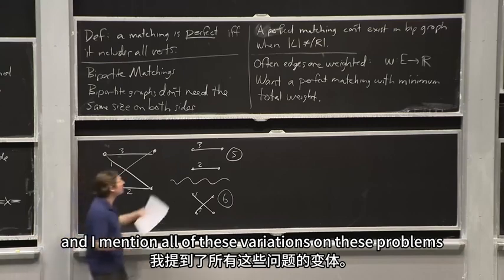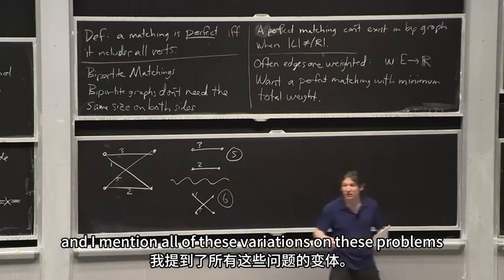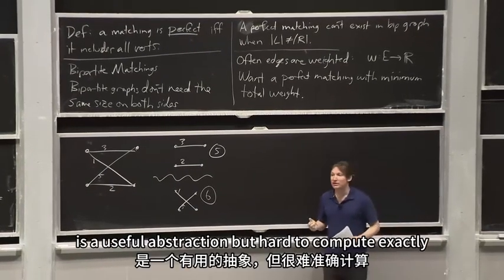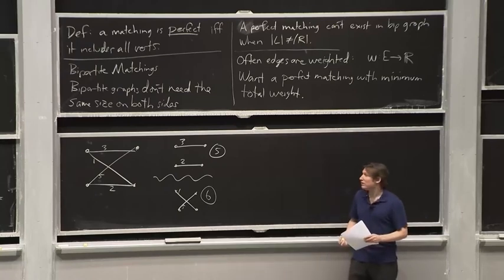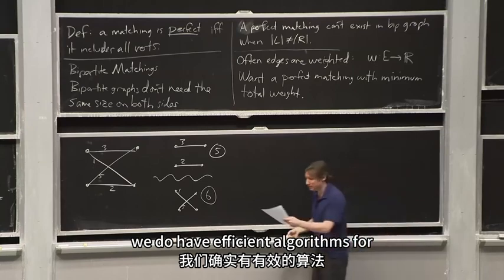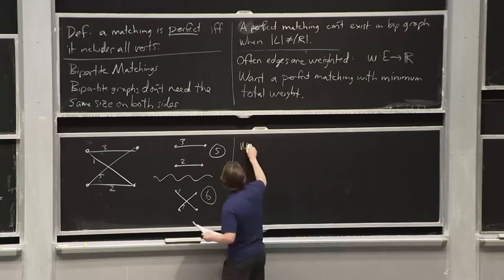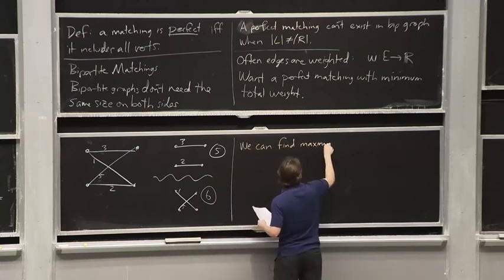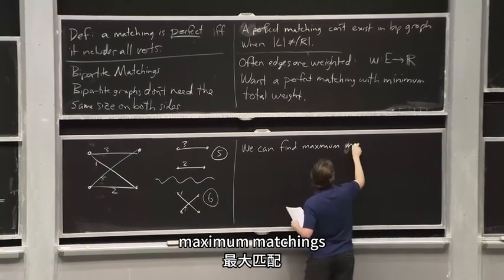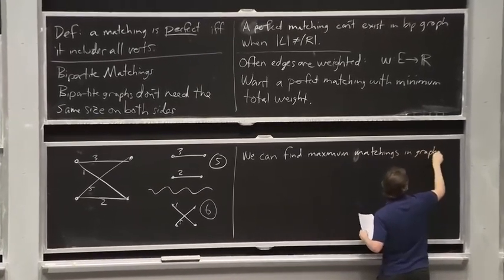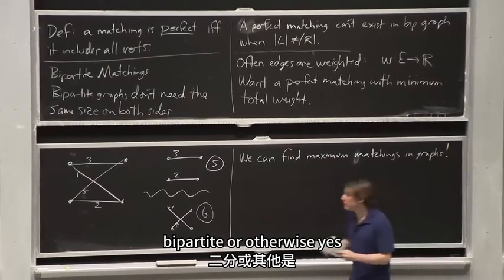And I mention all of these variations on these problems because unlike last time where we saw that graph coloring is a useful abstraction but hard to compute exactly or hard to compute optimally, all of the matching problems I've mentioned, we do have efficient algorithms for. So we can find maximum matchings in graphs, bipartite or otherwise. Yes, question?